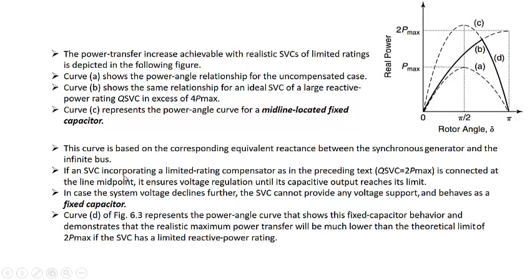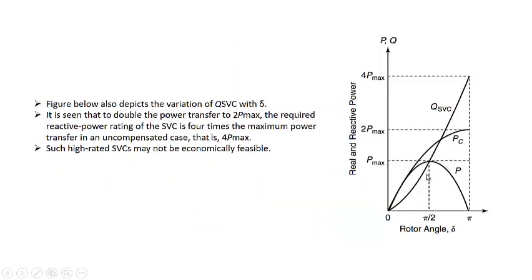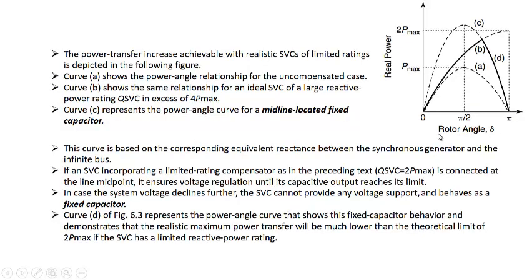If an SVC is incorporated with a limited rating compensator, let us say that is only twice Pmax. That means we have an SVC whose reactive power capacity is only twice Pmax. That means if we increase the real power from this point to this point, the reactive power also increases like this. At this point, when the rating of this SVC reaches twice Pmax, it will be able to compensate. It will be able to give this much of the real power.